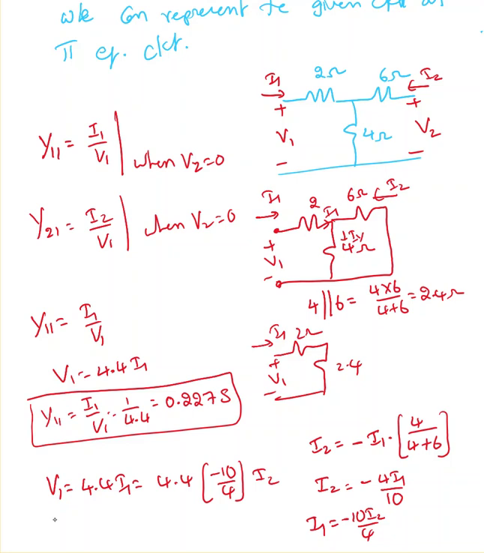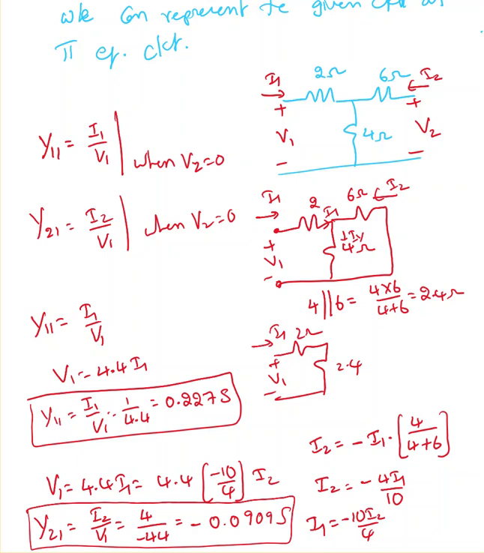Okay, so Y21, which is I2 over V1, will be, what is that value? 4 divided by negative 44. That value equals minus 0.0909 Siemens. This is Y21.